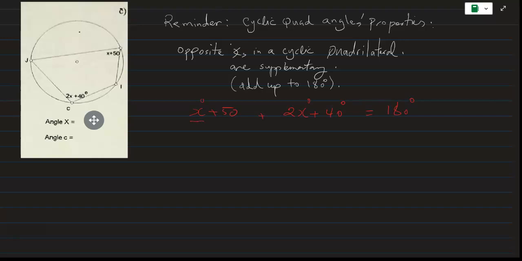Well, this is just adding like terms. So 3x plus 90 degrees equals 180 degrees. So isolate 3x equal to 90 degrees, we're subtracting 90 from both sides. So x will be equal to 30 degrees. That's the value of x, which is right there. So that is 30 degrees.